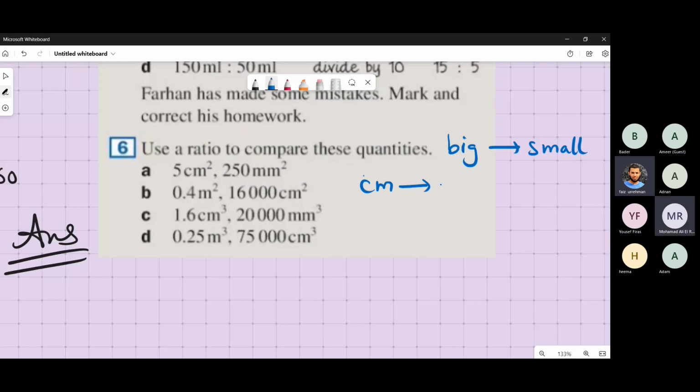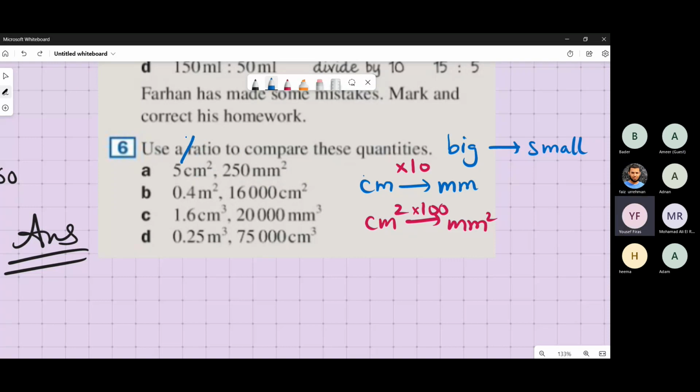Think centimeter to meter. What is the normal conversion factor? Multiply by 10. But when we go from centimeter square to mm square, what is the conversion factor? Multiply by 100. 10 squared, yeah, 10 square. So 5 will become what?